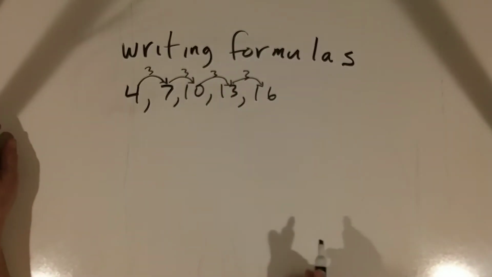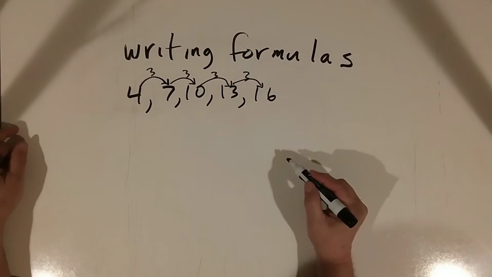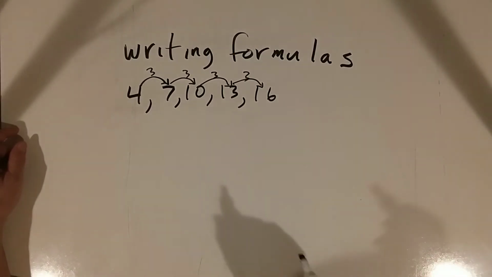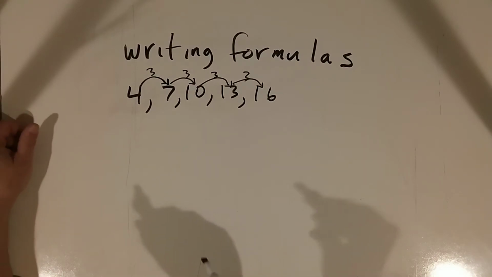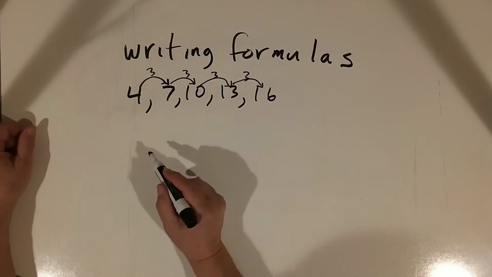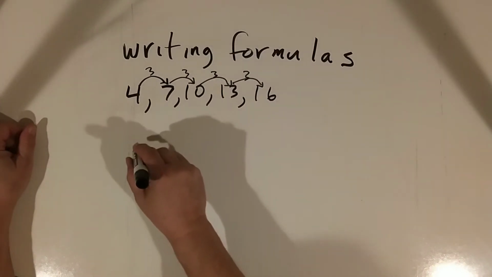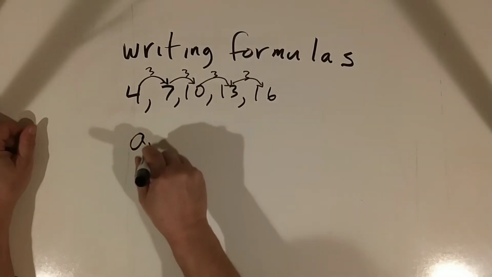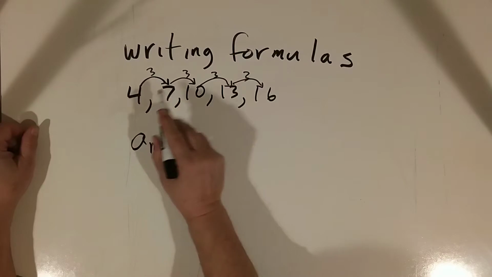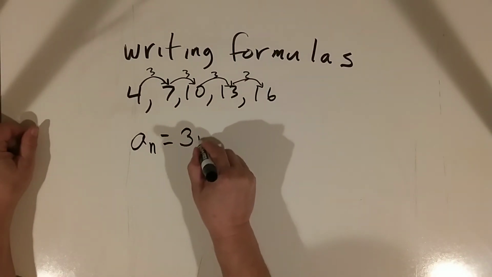And we should remember that when we graph a line, it goes up the same amount each time that we go 1 unit. So this is going to be similar to the graph of a line. So I'm going to say that a sub n is equal to, well, let's see. We're going up by 3's. So that would be like the slope of a line, 3n.